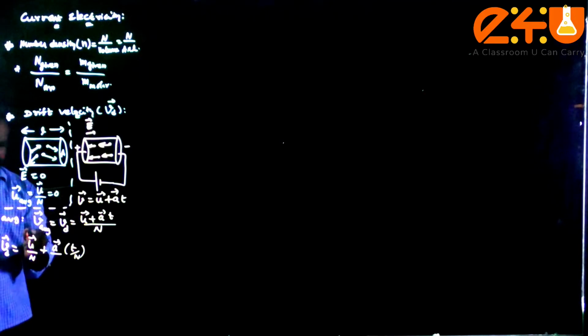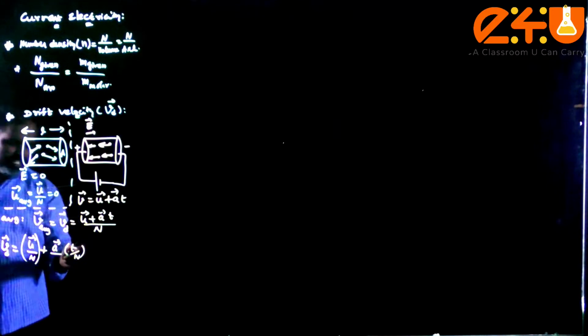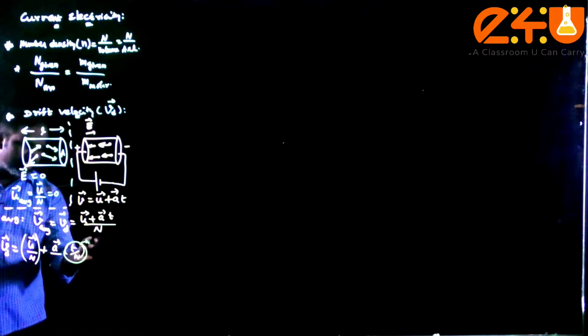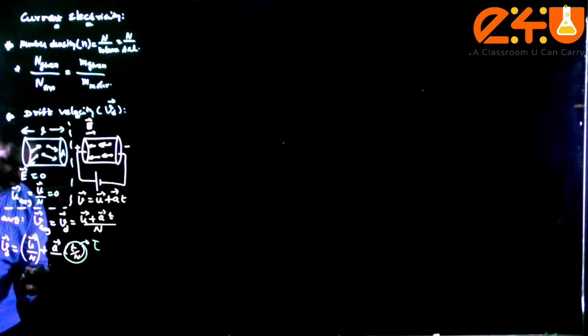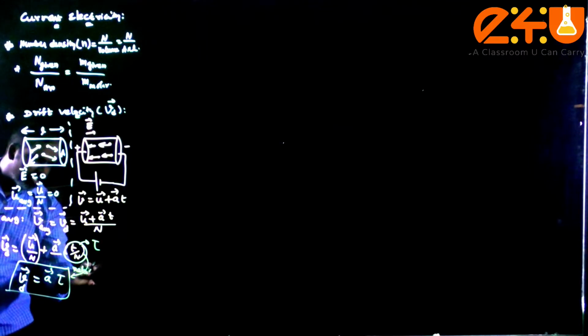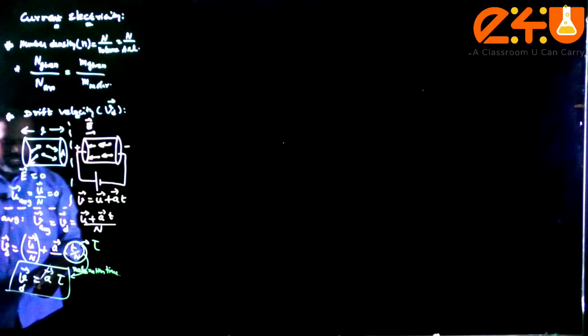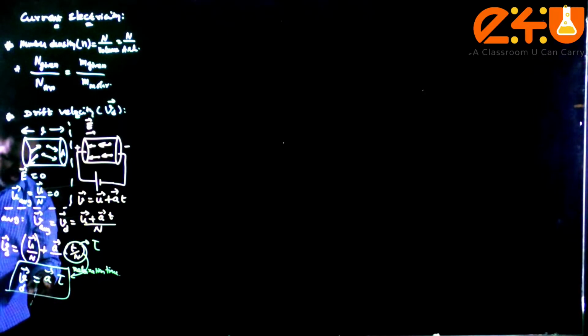Now you see that this average value is 0. Therefore I can write that as A vector into T by n. This term T by n is called the relaxation time, tau. Therefore Vd vector equals A vector into tau. Now this tau is called the relaxation time.